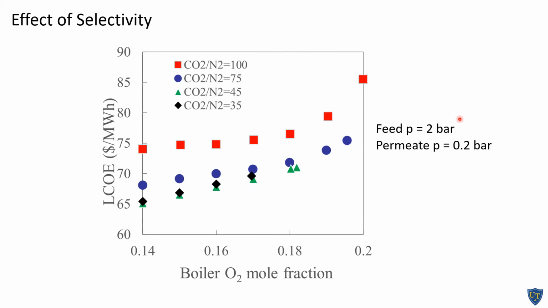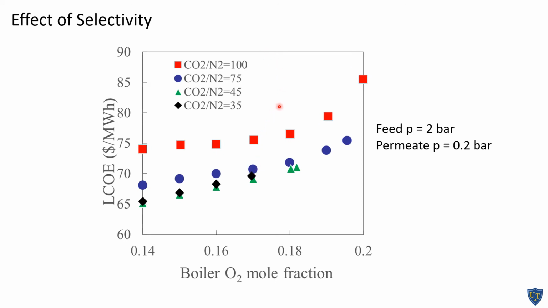The results shown here are for a feed pressure of 2 bar and a permeate pressure of 0.2 bar, and results are presented for 4 different selectivities from 100 down to 35. What you might expect is that the higher selectivity material would give us the lowest cost. Well, the opposite is true. The highest selectivity we considered here, of 100, gave us the highest levelized cost of electricity. As we decrease the selectivity from 100 to 75, we saw a decrease in the cost. As we went down further to 45, we saw a further decrease. But as we decreased from 45 down to 35, we saw a slight increase.